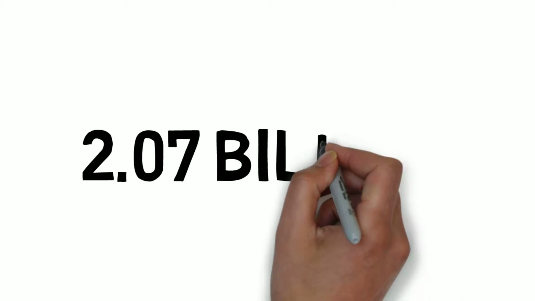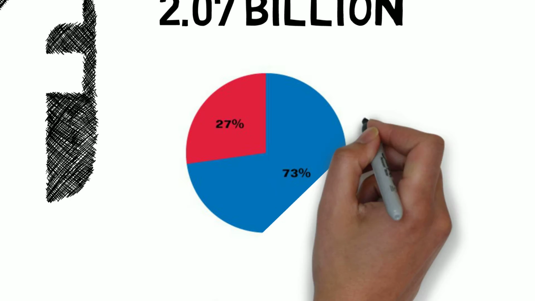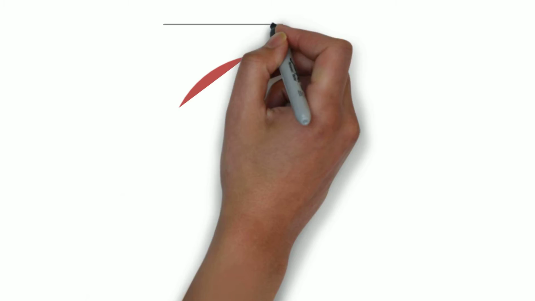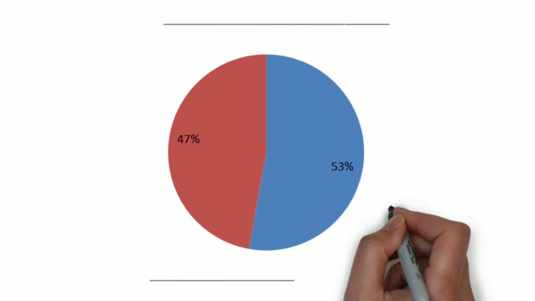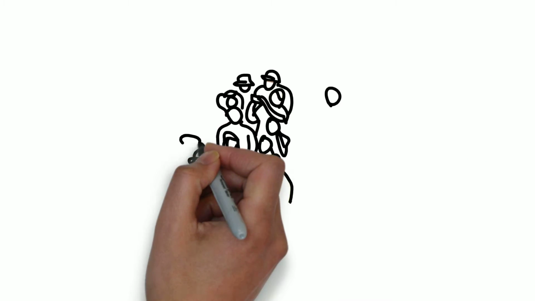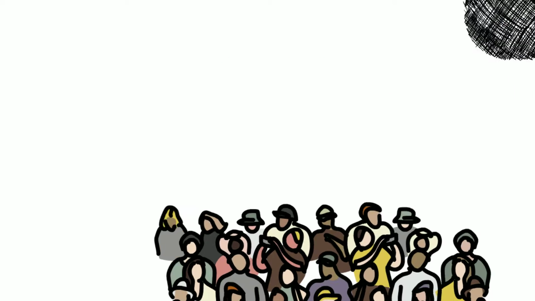Facebook alone has over 2.07 billion active monthly users. That is over 27% of the Earth's population on Facebook. Facebook demographics: 53% are female, 47% are male. The average Facebook user has 155 friends.